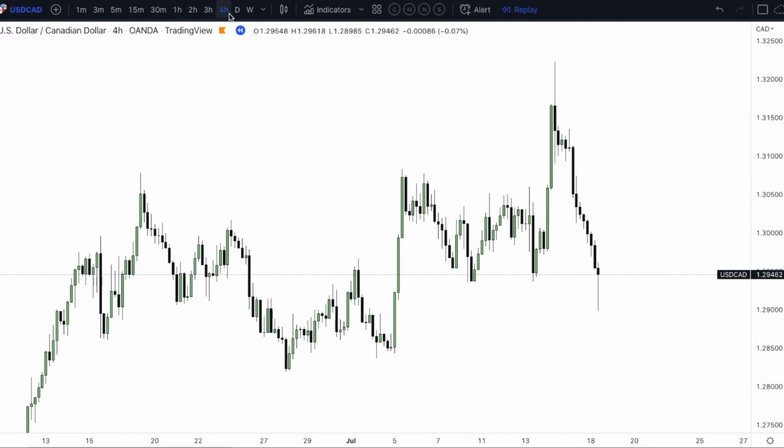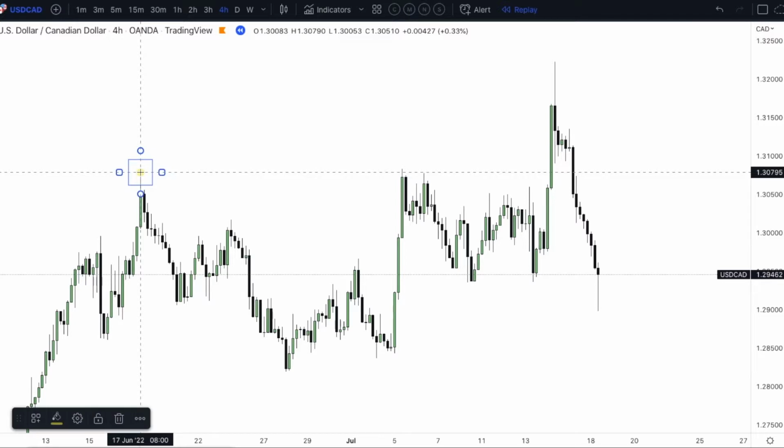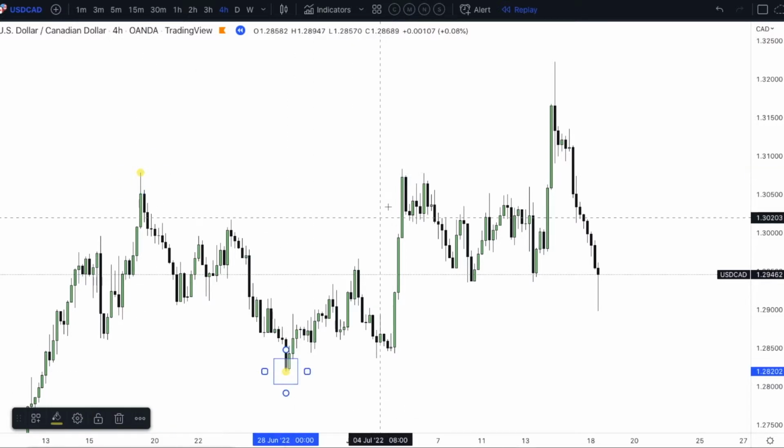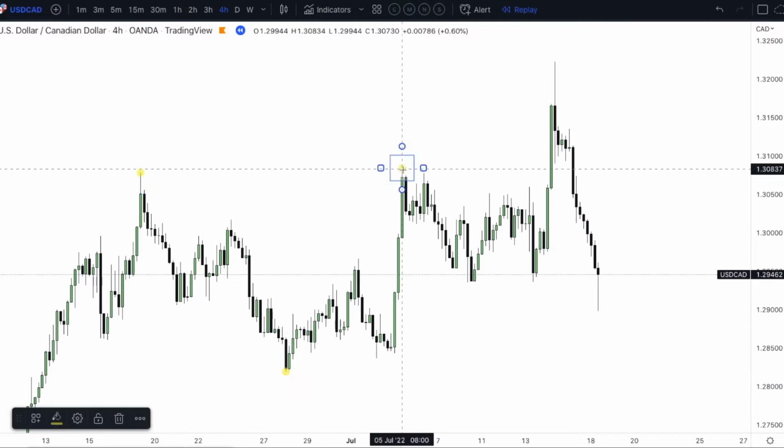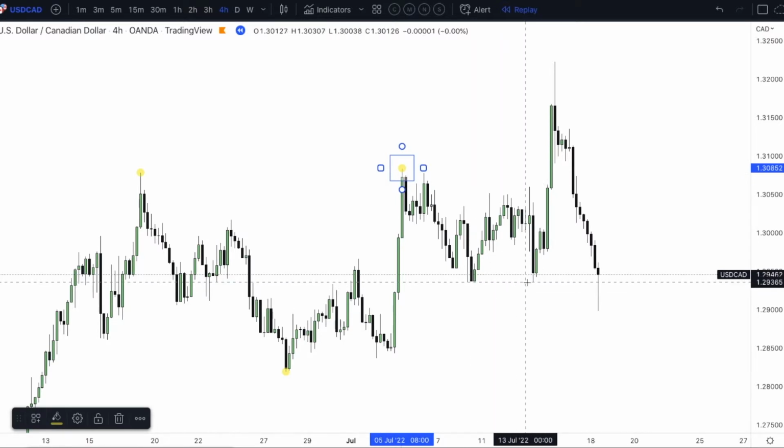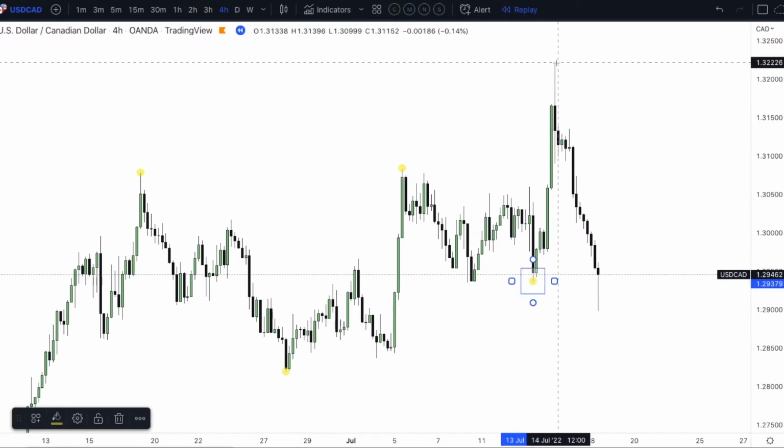As you can see, we're on a 4-hour and we're on USD CAD, and we can see that currently we're in an up structure. Let's go ahead and notate our highs and lows. So right here we have a high, higher low, higher high, possible higher low here, which gave us another impulse to a higher high.